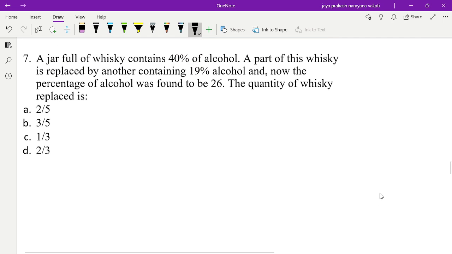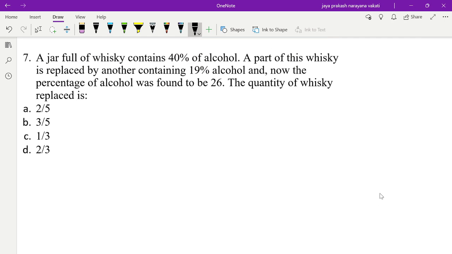Fine. This is one type of question which many exams ask frequently. It's a little lengthy solution, but just because of the values, guys. The method is same. So here, a jar full of whiskey contains 40% alcohol. A part of this whiskey is replaced by another containing 19% alcohol. Now the percentage of alcohol was found to be 26. The quantity of whiskey replaced is.